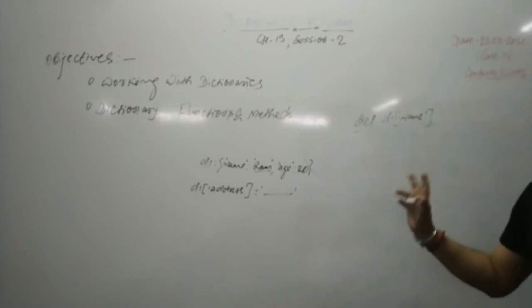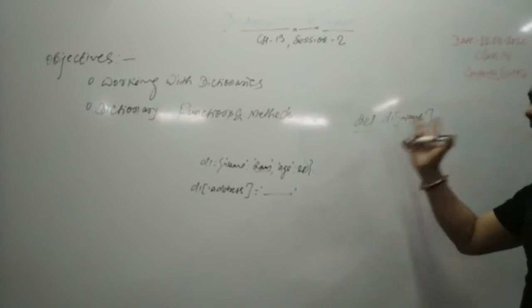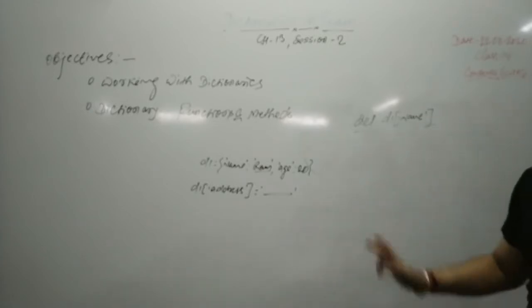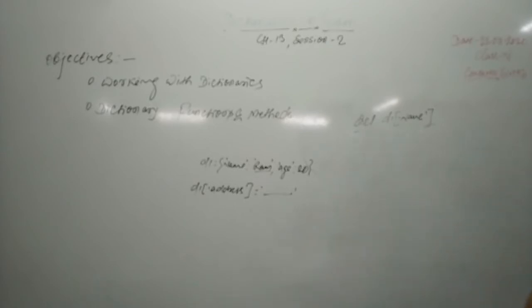So this is how to delete a dictionary element with the help of the del method. Deleting a particular key from the dictionary will delete it, of course. Now, checking for the existence of a key.